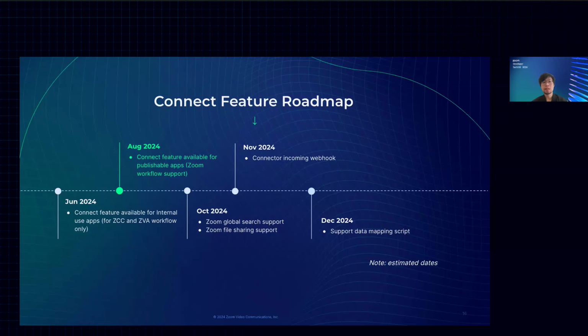Now, the bigger timeline or milestone in here is really August. The Connect features will support publishable apps. So if you're planning to list your apps or already have a listed app in the Zoom Marketplace, this is the date to look for because you can build a connector and start to have many users in Zoom find it on the Zoom Marketplace and install it there.